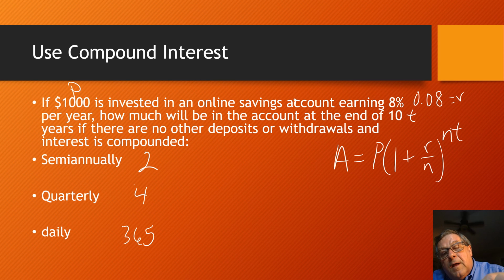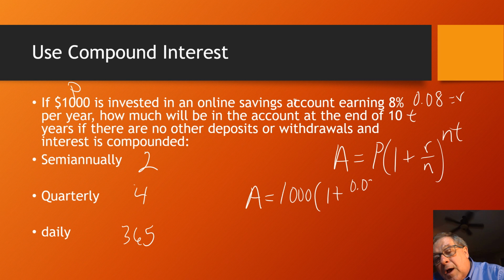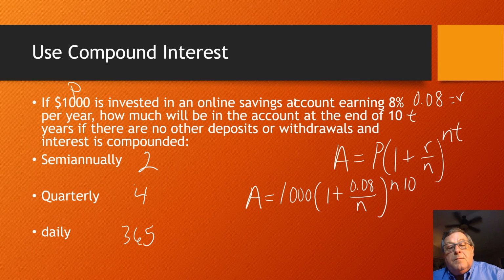So in this formula, A, that's what we're trying to determine, how much money is going to be there in 10 years. Principal is 1,000 times 1 plus the rate of return, 0.08, over N, that's what is going to change. 2 times if it's semi-annually, 4 times if it's quarterly, 365 times if it's daily, times T, in this case 10, because they're asking us after 10 years. Well, why don't we go to the calculator and let's calculate this.